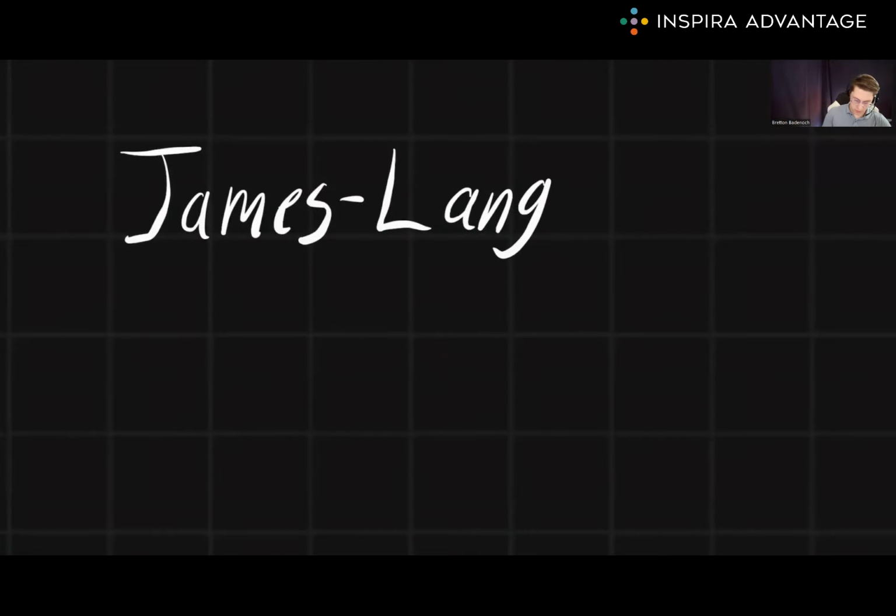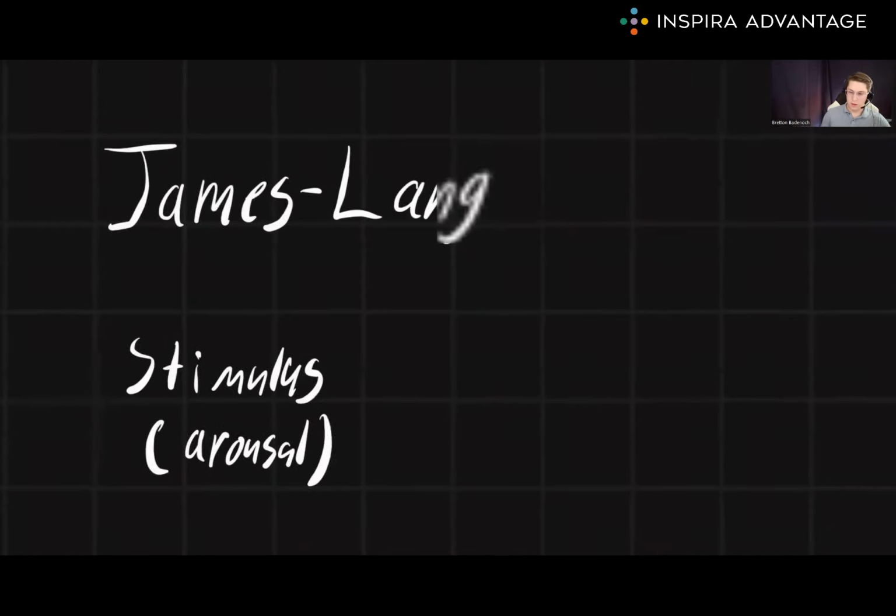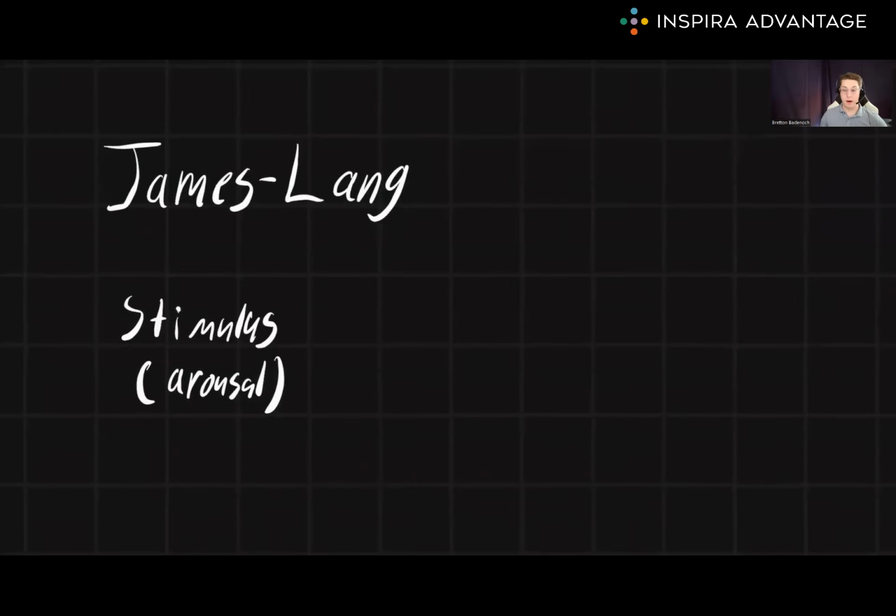Let's start with the simplest theory, the James-Lange theory of emotion. This theory starts with some sort of stimulus called an arousal. Let's pretend that James saw a bear running at him. This is the first step in the emotional response, witnessing an external stimulus.